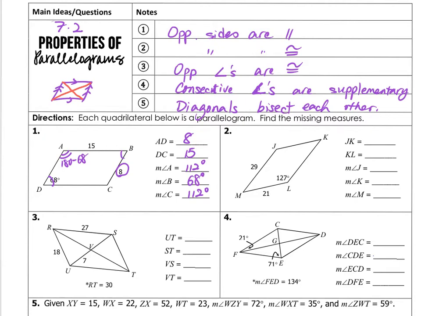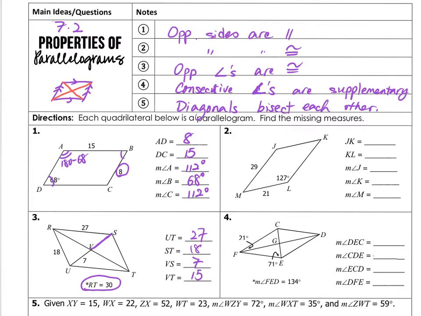So let's look at number 3. I have UT is opposite of RS, so UT must be 27 as well. And ST must be 18 because it's congruent to RU. VS, which is right here, must be congruent to UV at 7, and VT must be, be careful here, RT is given at 30. VT must be half of that at 13.